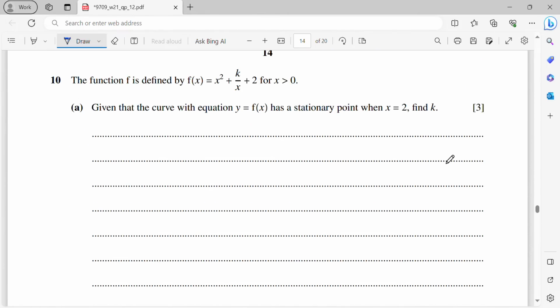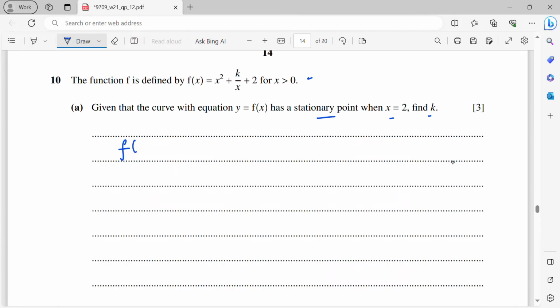Okay, so now for question number 10. The function f is defined by f(x) equals x squared plus k over x plus 2 for x greater than 0, given that the curve with equation y equals f(x) has a stationary point when x equals 2, find k. So when stationary points means that we need to differentiate.